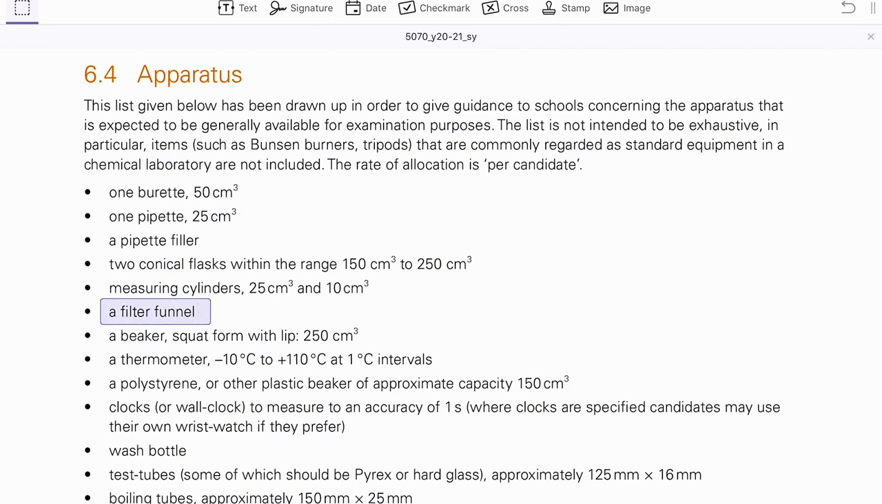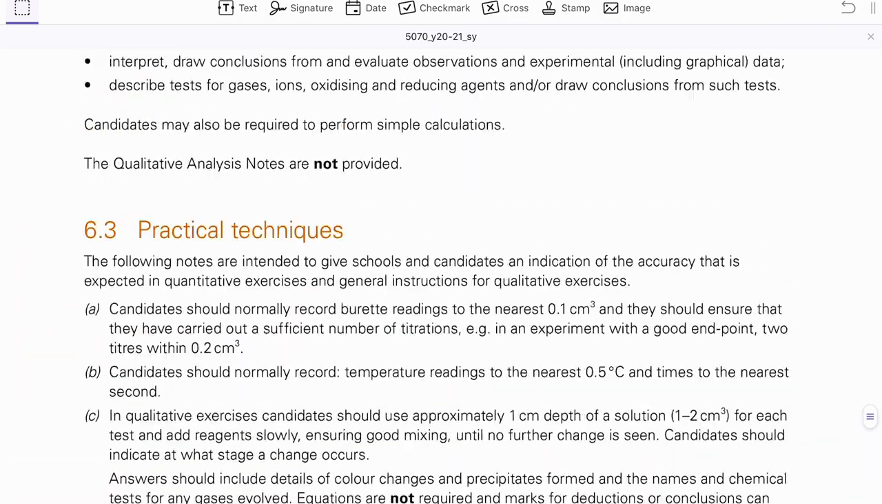Why do you have a filter funnel there? Well, you could use the filter funnel to fill in the burette, okay? Because you do not want to pour directly from a container into the burette. You might spill it, okay? And you might also need a filter funnel to do filtration. Remember previously above, they did say that you might need to do filtration.